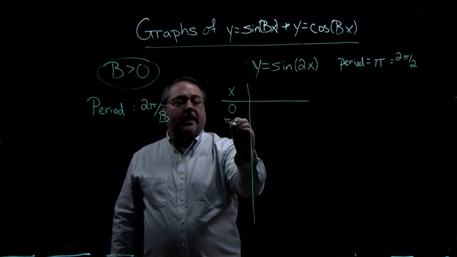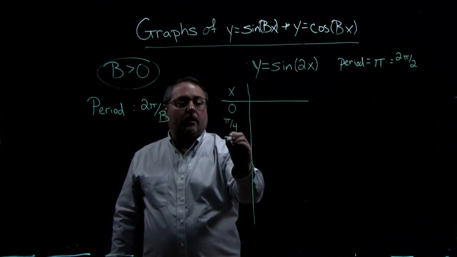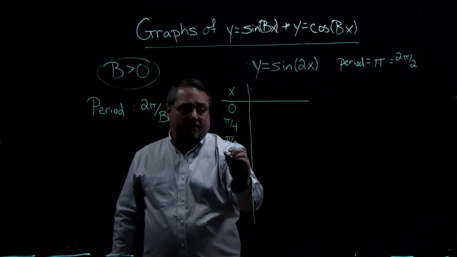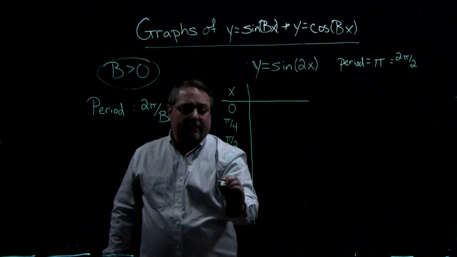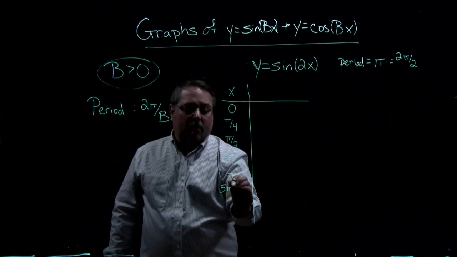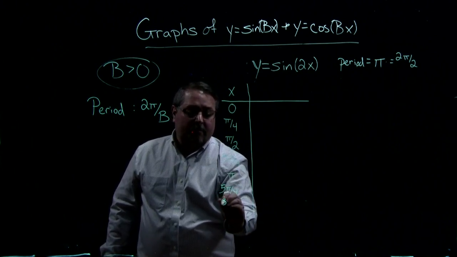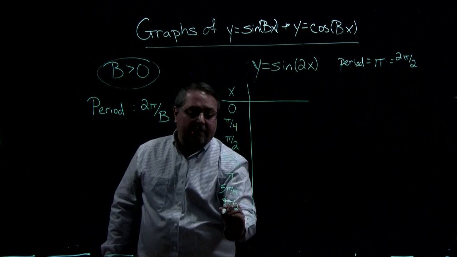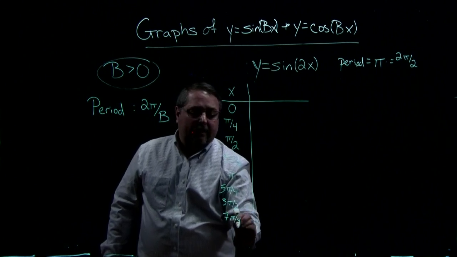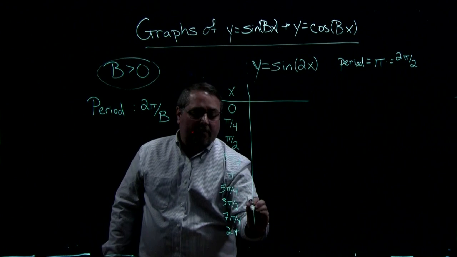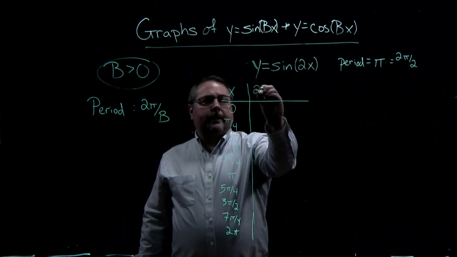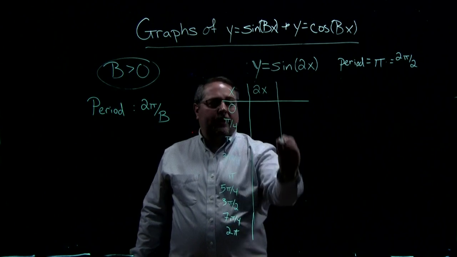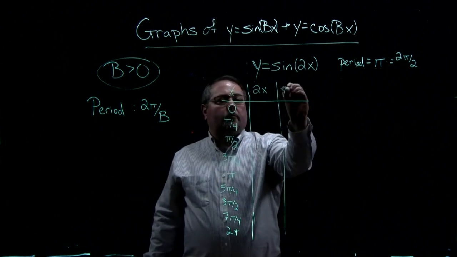Now we'll do multiples of pi over 4. So pi over 4, pi over 2, 3 pi over 4, pi, 5 pi over 4, 3 pi over 2, 7 pi over 4, and 2 pi. So now we'll do all the multiples of pi over 4. And we'll do a column for 2x, and we'll do a column for our y.